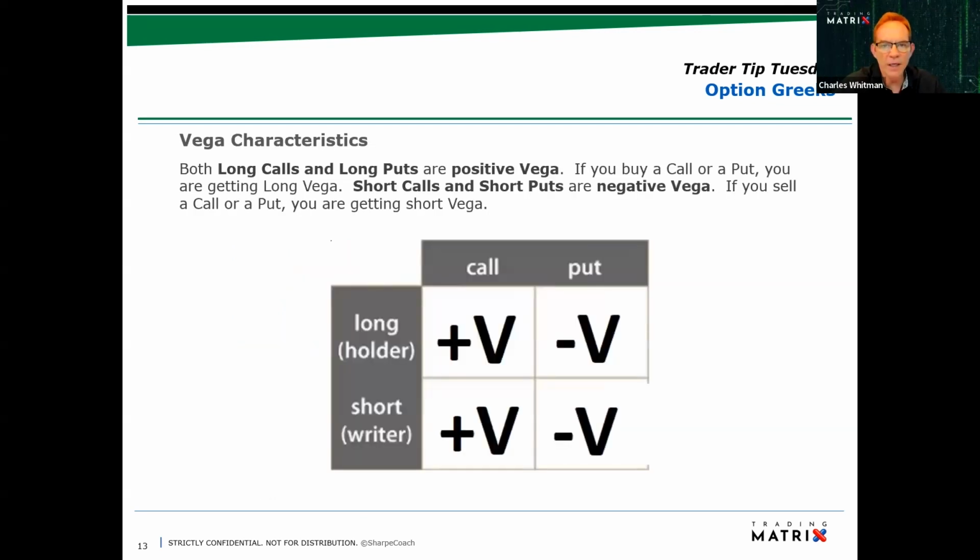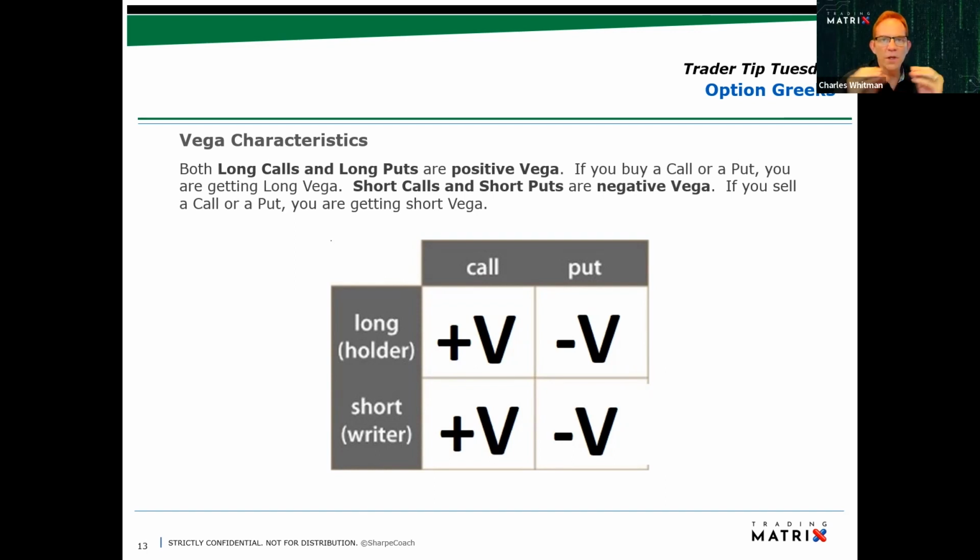So when we're long Vega, both long calls and long puts have positive Vega. You buy a call or you buy a put, you're getting long Vega, you're getting long volatility. If you're short calls or short puts, you're negative Vega, you're short volatility.